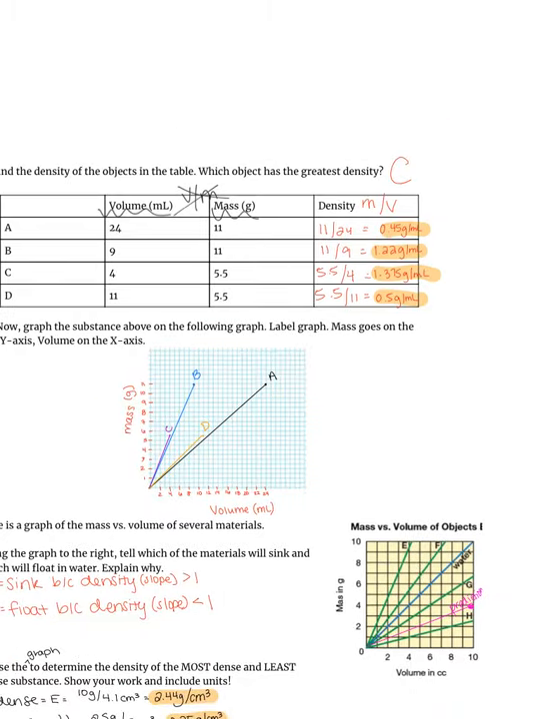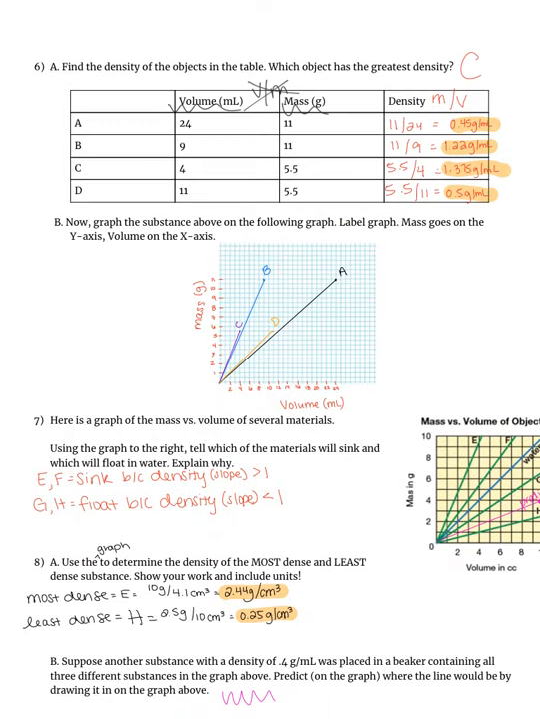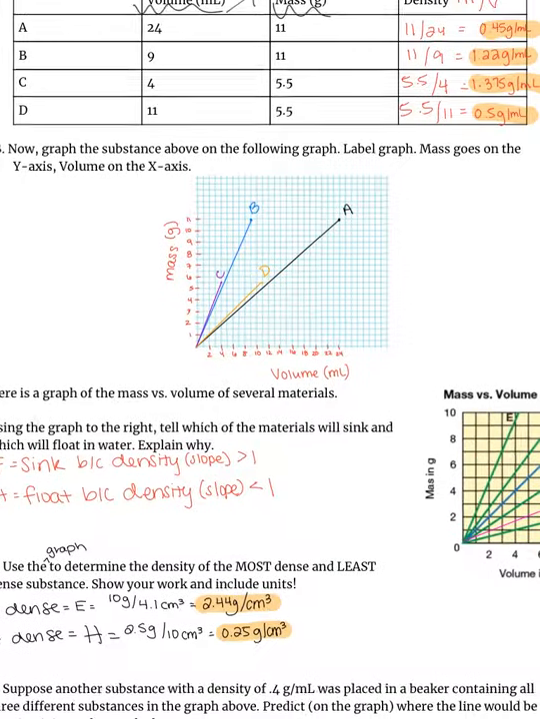I did not round, I just kept everything as I calculated it out, but you may have rounded to the tenths place, the hundredths, or the thousandths, depending upon how you rounded. For 6, the greatest density, after I do my calculations, just selecting that one would be C. Then when we come down here to actually graph it, I set up my graph.